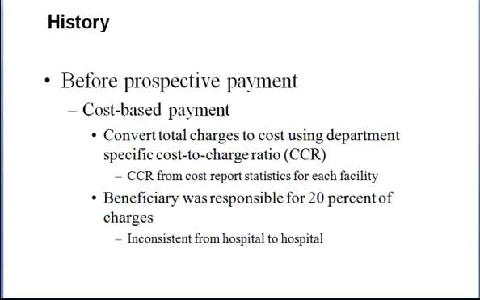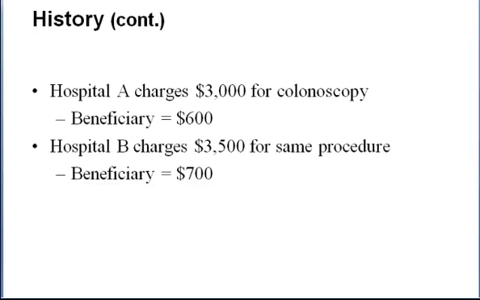Before the prospective payment system in the outpatient side, it was a cost-based payment. The beneficiaries were responsible for 20% of charges, and what beneficiaries were paying was inconsistent from hospital to hospital. For example, Hospital A might charge $3,000 for a colonoscopy, where Hospital B may charge $3,500 for that same procedure. And then you can see how that impacts what the Medicare beneficiary is paying to each hospital.